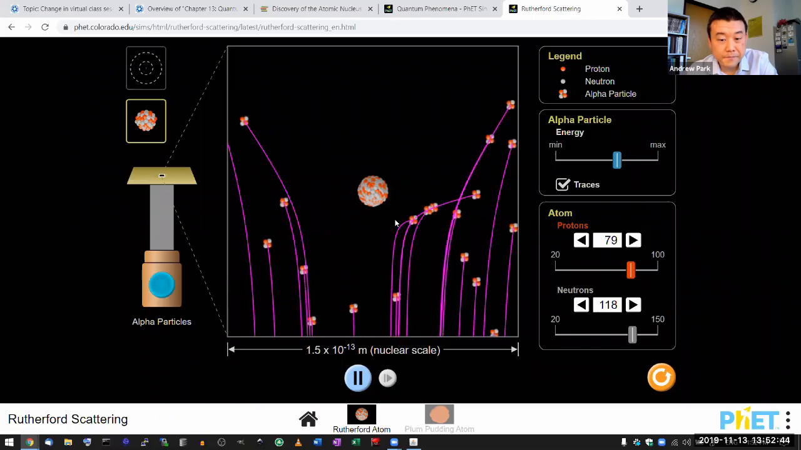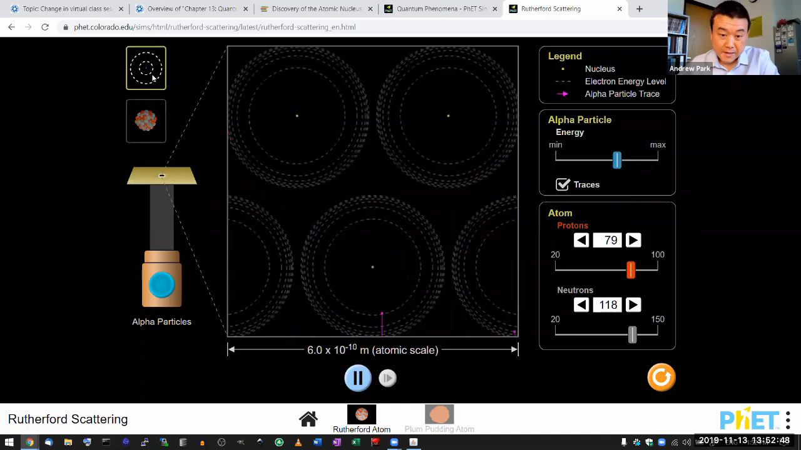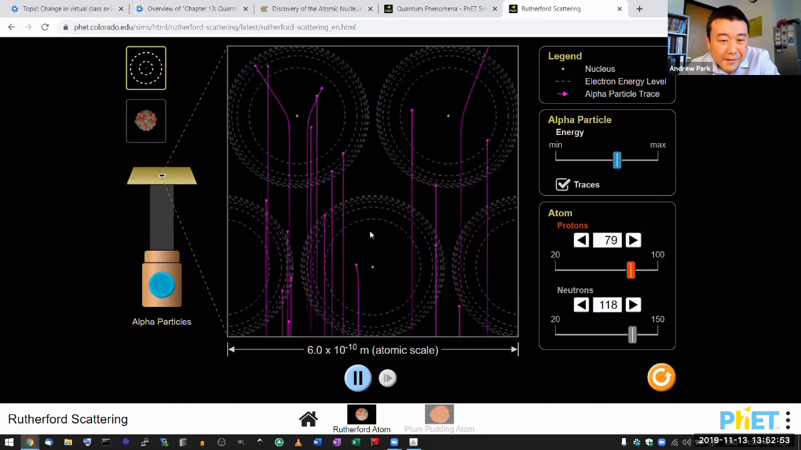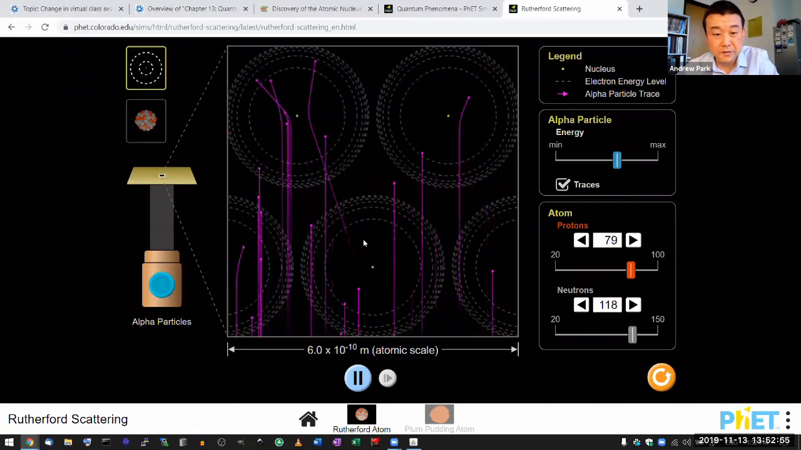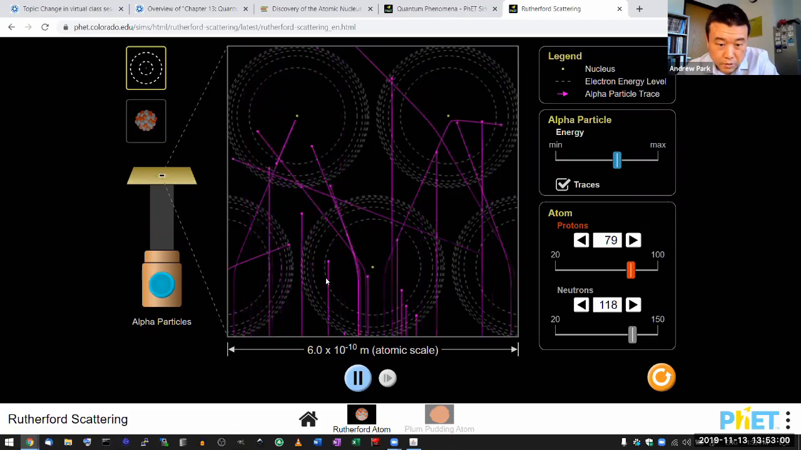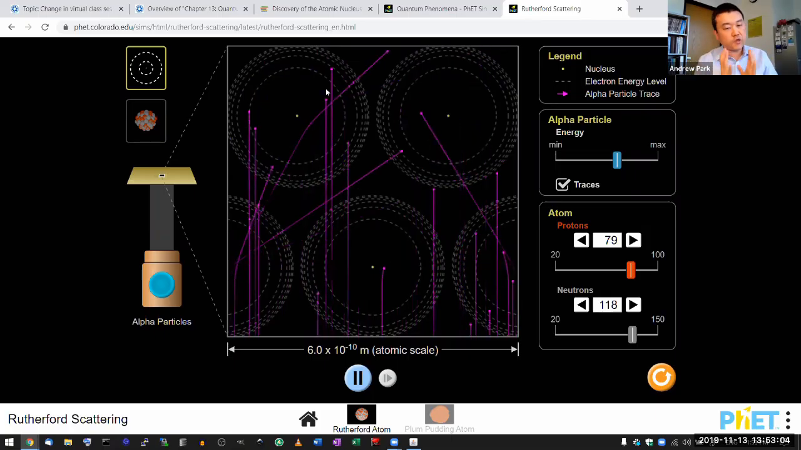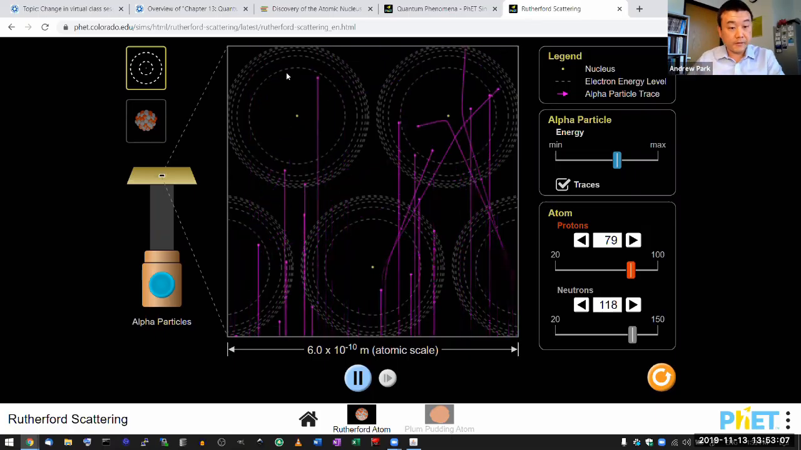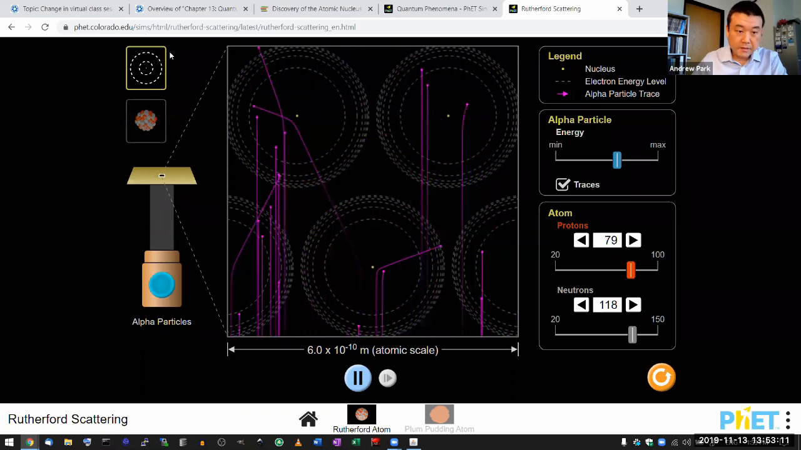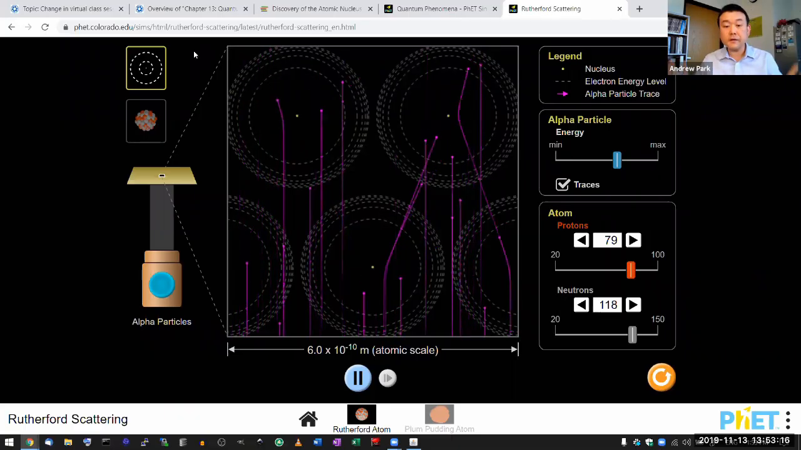A big part of what Rutherford was seeing is actually better represented here. Okay, it's a bit exaggerated. You see some of these particles that are going through mostly undeflected. That actually makes up a vast majority of the alpha particles. So the detector that's positioned here detects most of the alpha particles.